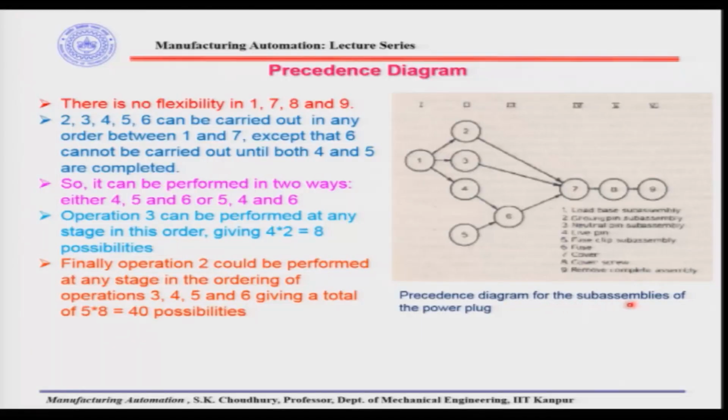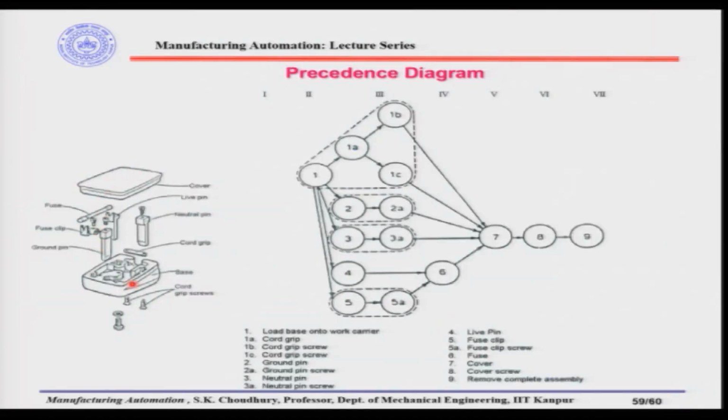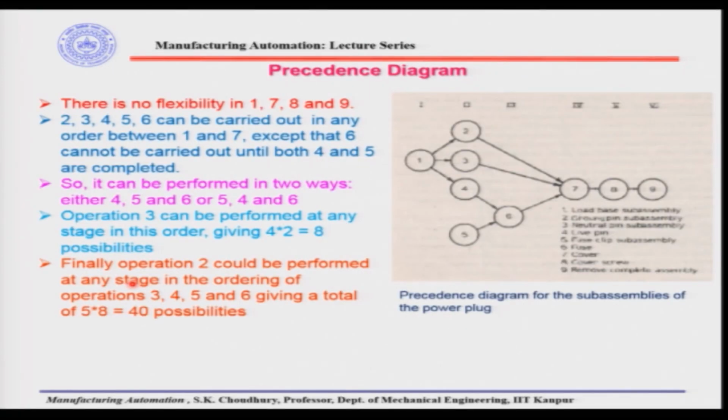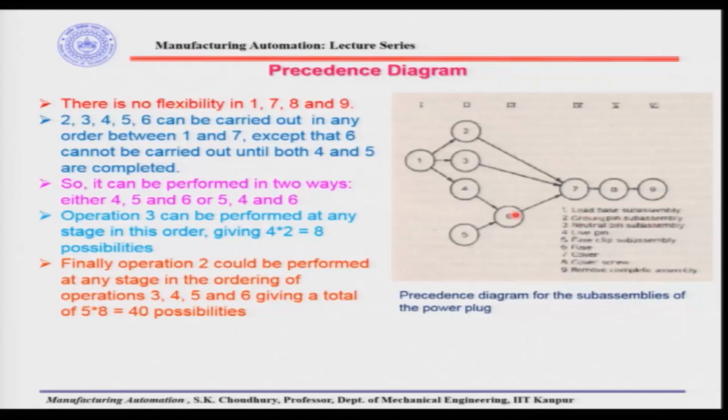Let us see that. Here is a precedence diagram for the sub assemblies of the same power plug. The power plug is the same, but here it is the sub assembly. For example, 1 is the load base sub assembly. 2 is the ground pin sub assembly, meaning the ground pin with the ground pin screws made together in a separate place, and then that sub assembly is given here for the entire assembly.